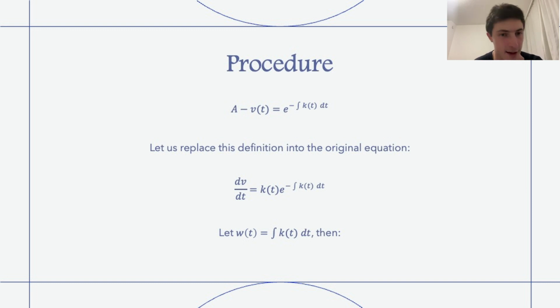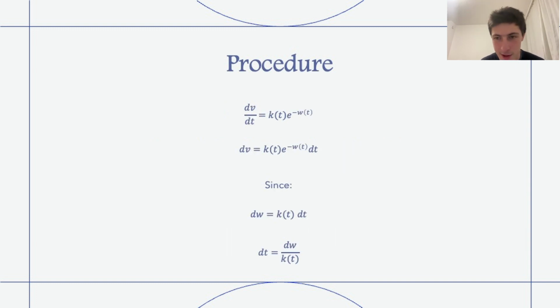We replace this then into the original equation, for which we have dv over dt equals k of t times e to the negative integral of k of t dt. We make a very interesting substitution, which is v of t, w of t actually, because I say v in my language, but it's w of t, equal to the integral of k of t dt. From this substitution, we have dv over dt equals k of t times e to the negative w of t.